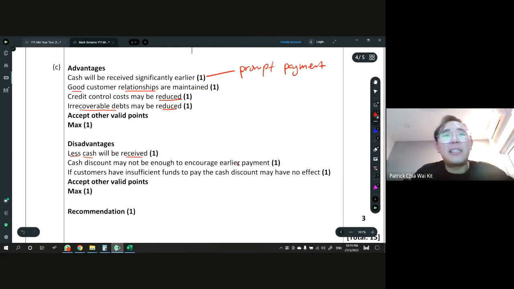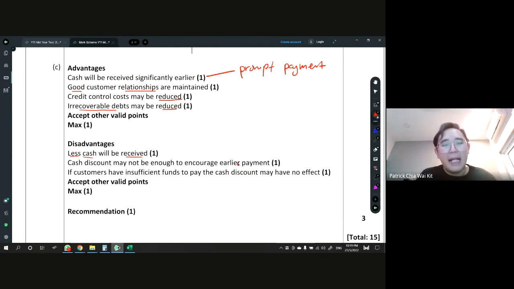Then after that, cash discount may not be enough to encourage earlier payment. Yeah, this is very true. Imagine you offer 0.5% or 1%. People think, 1%, so little, no need, just owe the guy first. People have this kind of mentality, right? So cash discount may not be enough to encourage earlier payment.